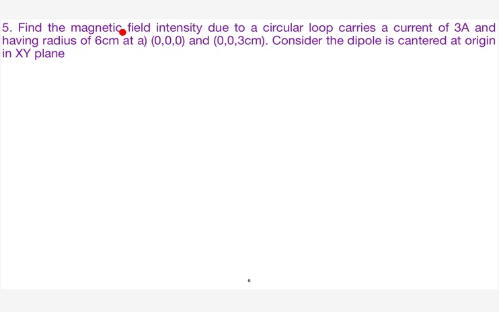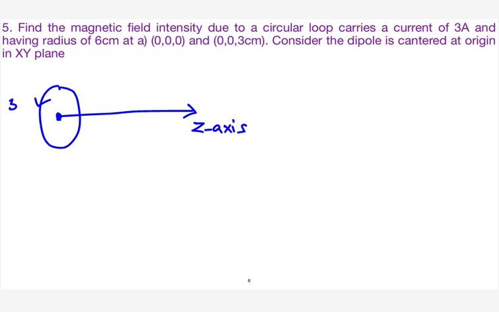Find the magnetic field intensity due to a circular loop carrying a current of 3 ampere and radius of 6 centimeter, at (0, 0, 0) and (0, 0, 3 centimeter). Consider that, not the dipole, you correct it. This loop is centered at the origin in the XY plane. So there is a loop located in the XY plane and centered at the origin. For the XY plane, which will be the perpendicular axis? You know that the perpendicular axis is the Z axis. It is carrying a current of 3 ampere and has a loop radius of 6 centimeters.